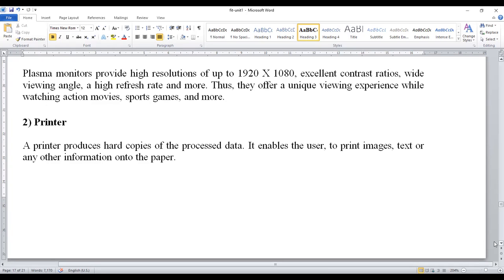Printer we know. What is the use of printer? Anything we want to take a hard copy of, we can take using the printer only.